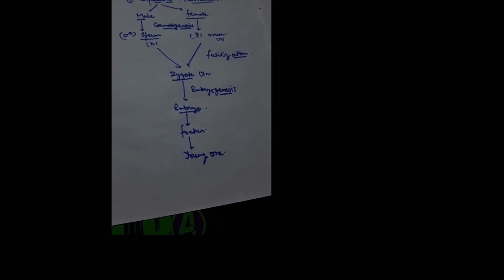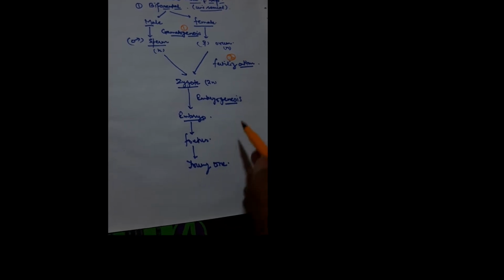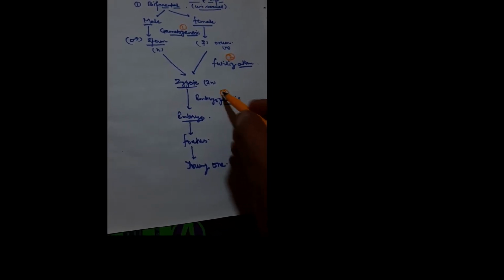We are taking the example of human beings here. This embryo will result in the formation of the fetus, and this fetus will develop into the young one. This is how the process of sexual reproduction gets completed, right? Now, which are the basic steps that we can see here? Step number 1 is the gametogenesis process. Step number 2 is the fertilization process, and step number 3 is the embryogenesis process.